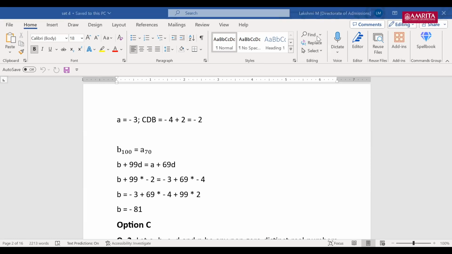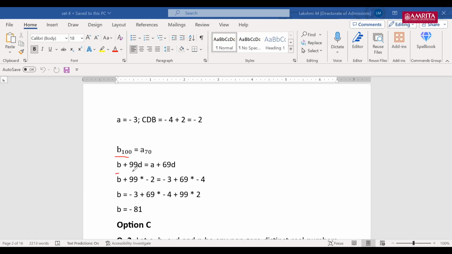So what is actually the common difference? Minus 4 plus 2, because this is the first one and this is the value that's already given in the question, plus 2. So here I got the value as minus 2. Now I'll be able to check the relationship given in the question, that is B100 is equal to A70. Similarly, in whichever way we have written, we'll be able to rewrite this too.